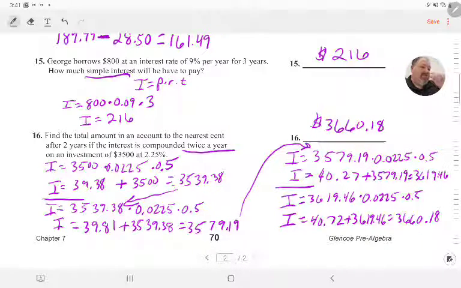I get $40.27. Add it back. That gives me $3,619.46. That becomes my new amount. Do it all over again, and the final amount is $3,660.18. If you've got any questions, let me know.